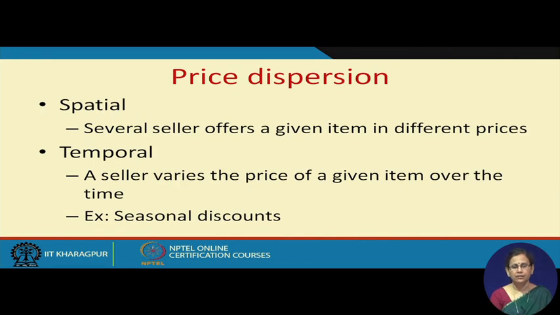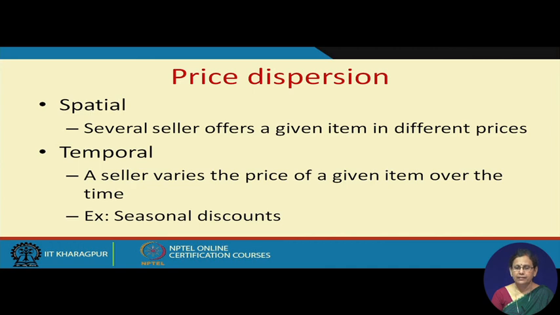Coming to price dispersion, either you can have a spatial dispersion or you can have a temporal dispersion. By spatial dispersion we mean, at the same time, for a given item, you can have different price offers from different sellers. Think about an air ticket. Air tickets on various sites will be shown at a particular time with different prices. It is possible.